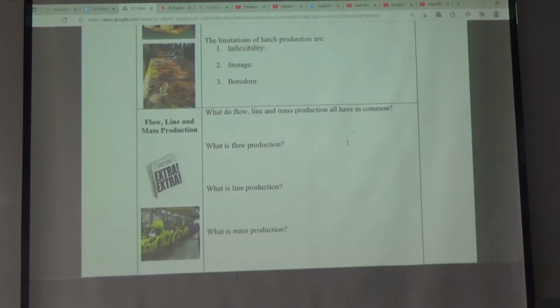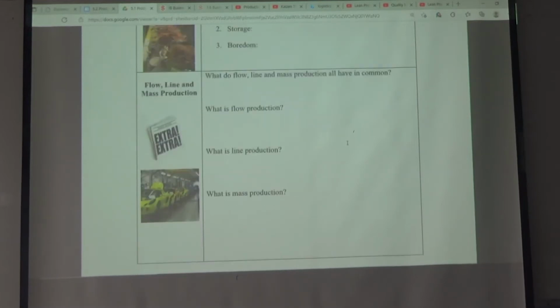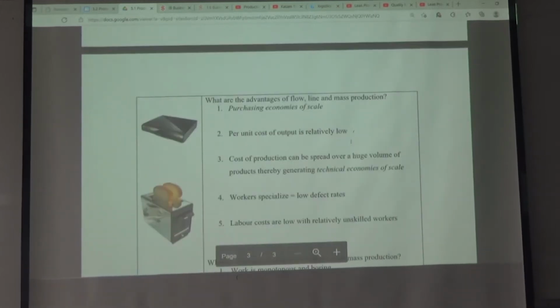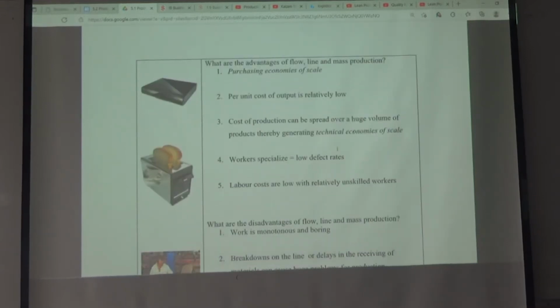Sometimes called flow, sometimes called mass production. Newspapers. Nike shoes, surprisingly, are batch, not assembly line. Cars are assembly line. Chemicals, oil refineries. What are the advantages of this mass production?